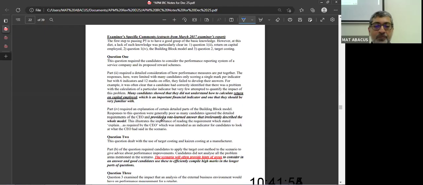And then the other issue is students are providing a rote-learned answer that irrelevantly describes the whole model. Again, you're not going to get a lot of marks for description, so there's no point to do rote learning in this case for this exam. Just make sure you understand the theory more than you remember it.